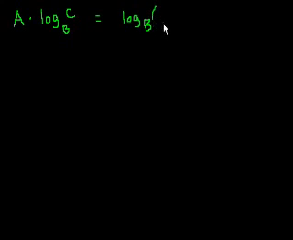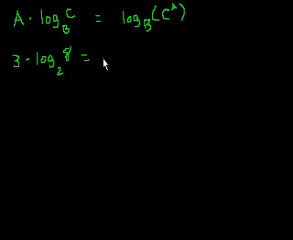So the next logarithm property is: if I have a times the logarithm base b of c, if I have a times this whole thing, that equals the logarithm base b of c to the a power. Fascinating. So let's see if this works out. Let's say I have 3 times logarithm base 2 of 8. This property tells us that this is going to be the same thing as logarithm base 2 of 8 to the third power.